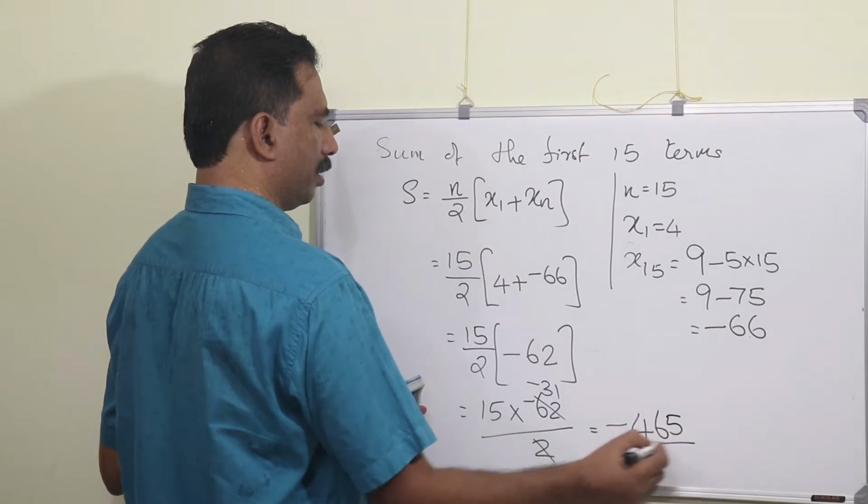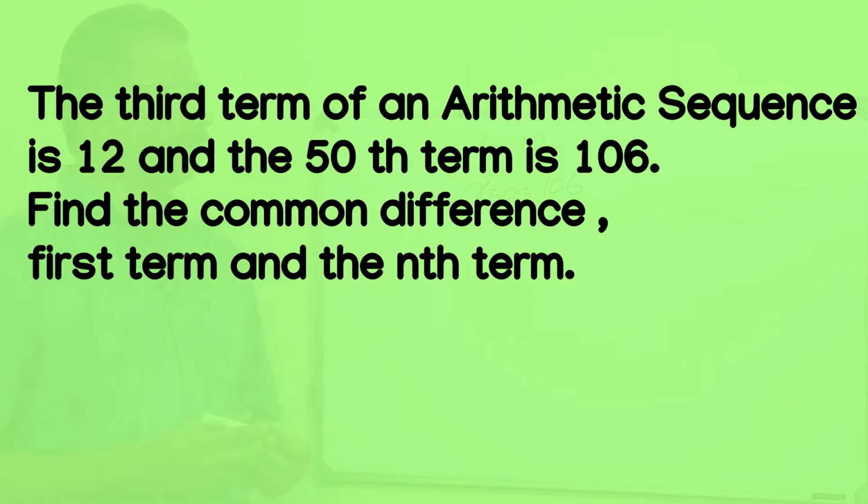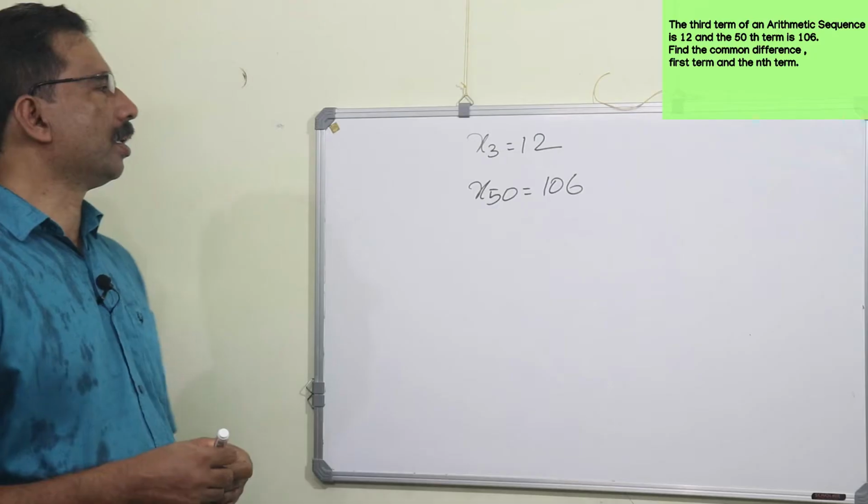it is minus 465. Next question: in an arithmetic sequence, the third term is 12 and the 15th term is 106. We have to find the common difference, first term and nth term.